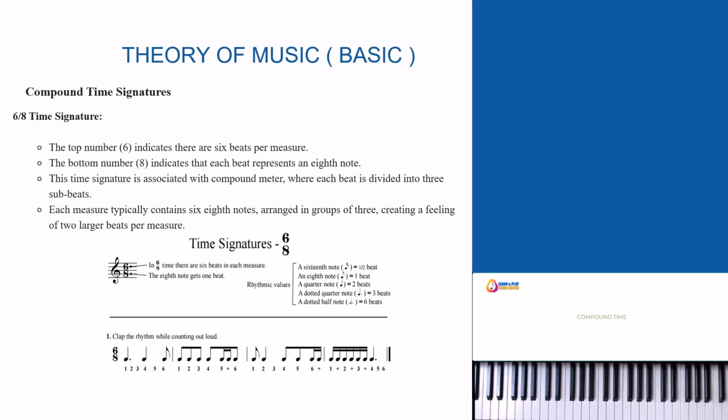So for this lesson, this slide will explain what 6 indicates. It's a quaver beat in every bar of 6. So how can we understand? You can see a small picture there. The crotchet will take 2 beats, the quaver will take 1 beat.